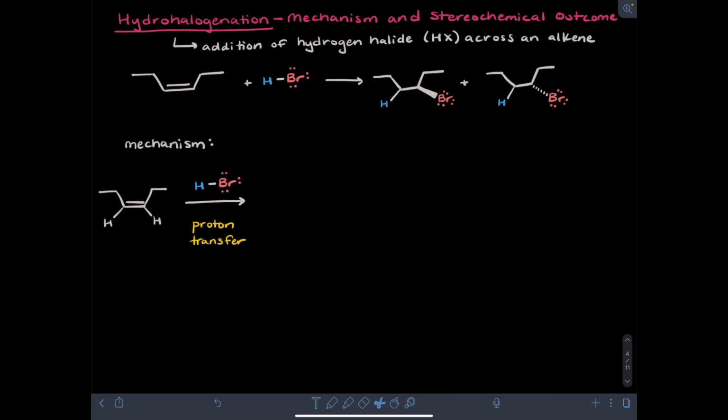It's going to begin with a proton transfer. The alkene will act as the base, and HBr will act as the acid. I will have two curved arrows, one from the middle of the alkene to the hydrogen, then from the middle of the HBr bond to bromine.